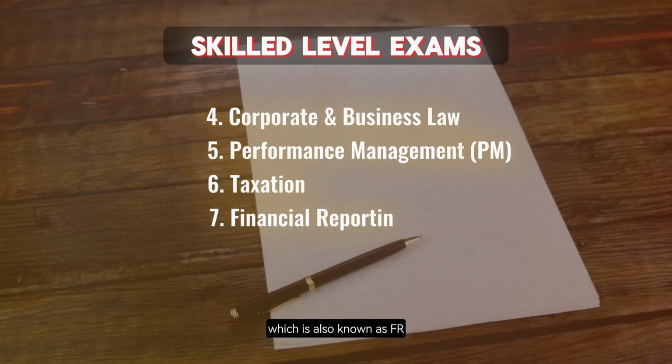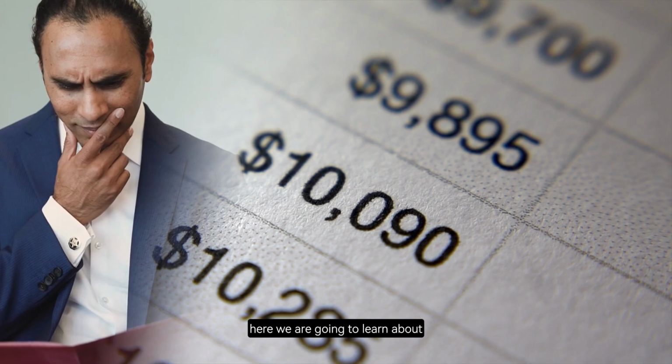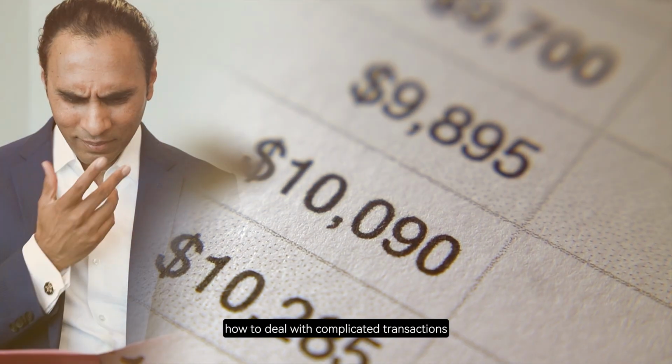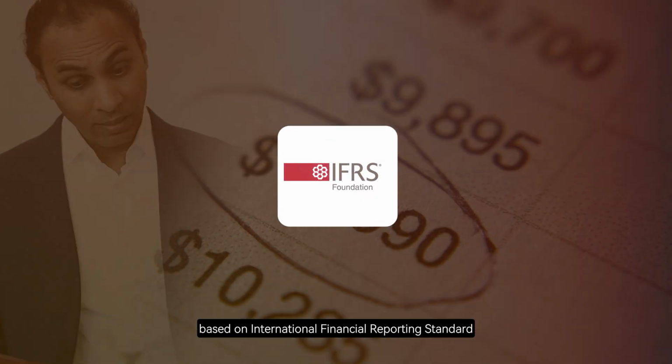Then paper number 7 is financial reporting, which is also known as FR. FR is an advanced version of FA. Here we are going to learn about how to deal with complicated transactions based on international financial reporting standards.